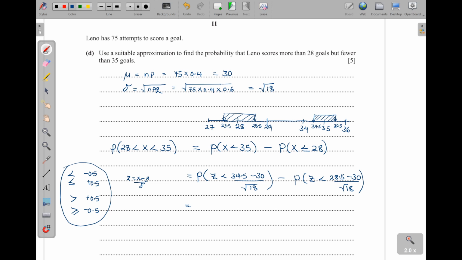And then, of course, I can first simplify this one. Probability of z less than 34.5 minus 30 gives us 4.5. If you want to use a table, because all of these are less than, you can write this to 3 decimal places, then read from the table. So minus probability of z less than negative 1.5 over root of 18.